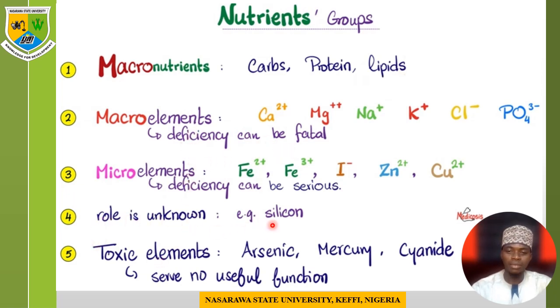And there are some elements in the periodic table whose role is not known to the human system, for example, silicon. And there are some elements that are very toxic, that are detrimental to our health, for example, arsenic, mercury, the cyanides. They serve no useful function, and they are dangerous to our health, and they are usually classified as heavy metals.